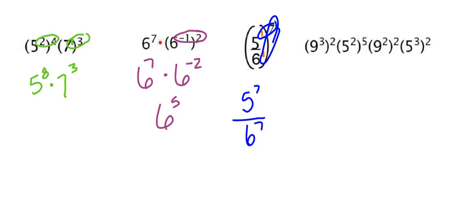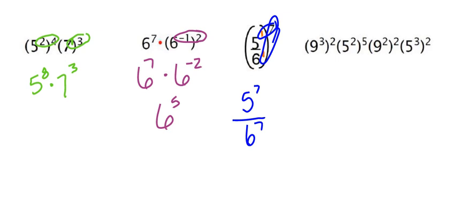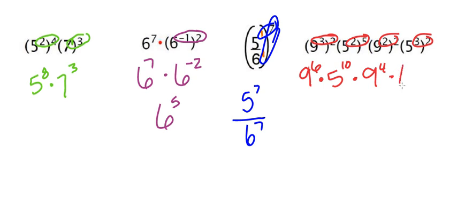And your final problem for today, we're going to have 4 instances of power to a power, excuse me. So this is 9 to the power of 3 times 2, which is 6, times 5 to the power of 2 times 5, which is 10, times 9 to the power of 2 times 2, which is 4, and then 5 to the power of 3 times 2, which is 6. Sorry, I got excited about the 6. So that's 5 to the power of 6.